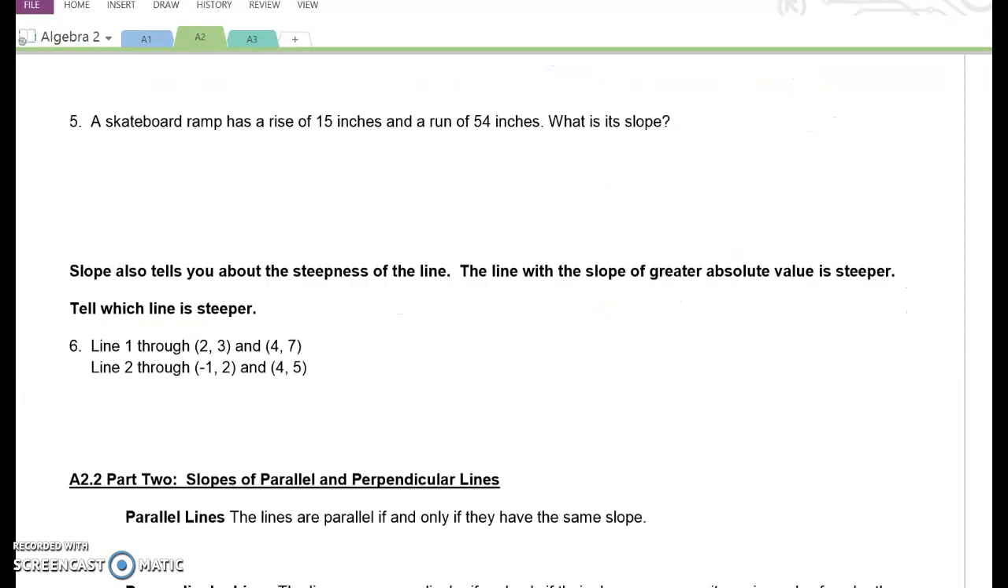Try number 5 on your own. It should be pretty self-explanatory, I think.